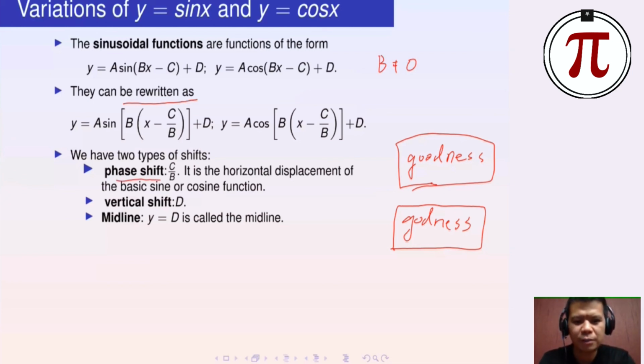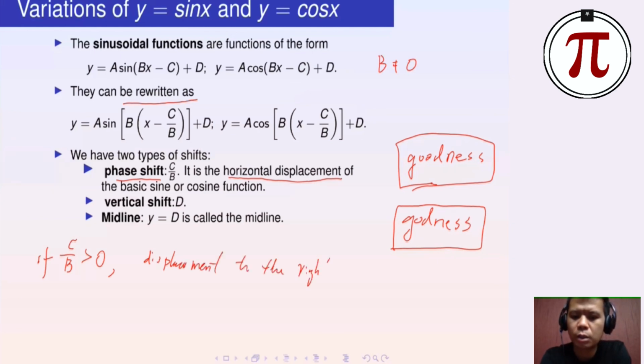So anyway, phase shift. Phase shift is C over B. C over B is called the phase shift. It is the horizontal displacement of the basic sine and cosine. If C over B is greater than 0, then the displacement is to the right. If C over B is less than 0, to the left.